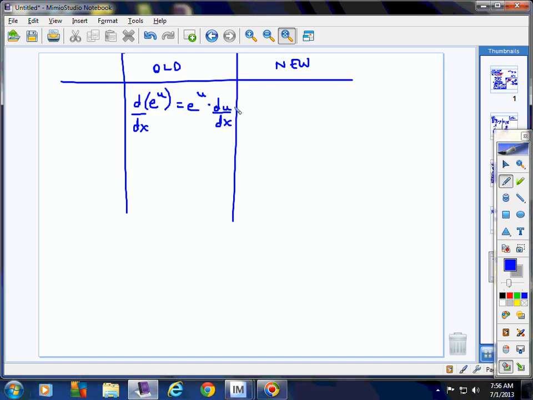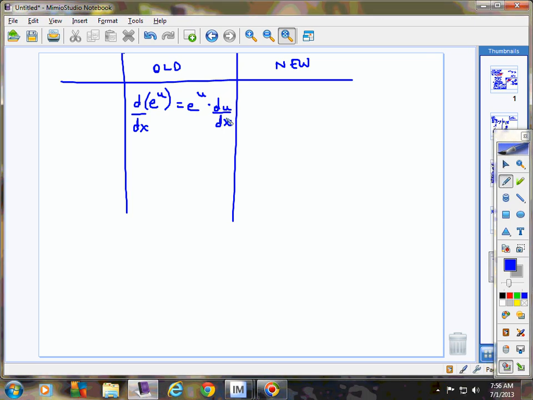So on the board, that would be the e to the 2x, would be that part, and then that would be the 2. Looking at that number 15. Okay, so that's an old problem. Very important that we know that.